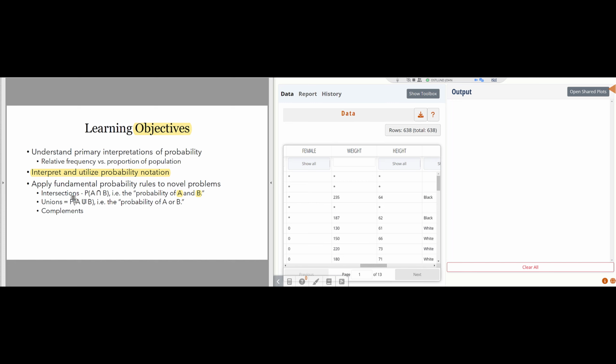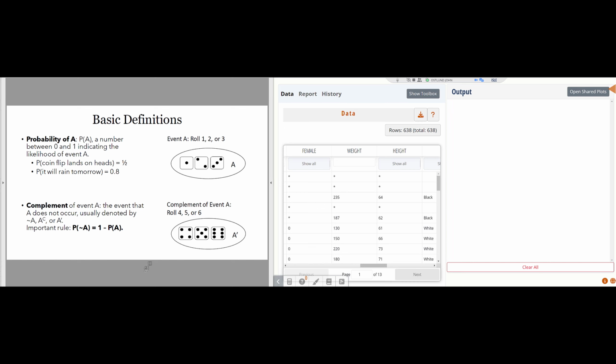Okay, and then we can talk about the probability of some event and some other event occurring, the probability of some event or some other event occurring, and we can also talk about the complement. That is, if the probability of some event occurring is a certain value, then the complement is the probability of that event not occurring. All right, onward ho. Let's take a look at some examples and definitions of things.